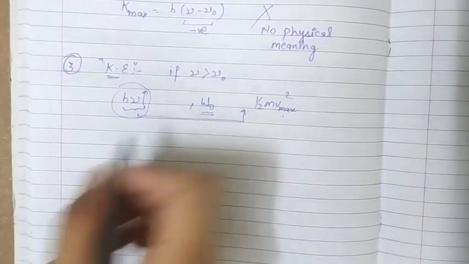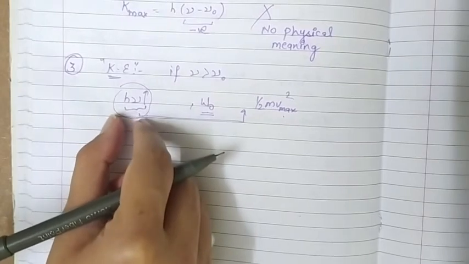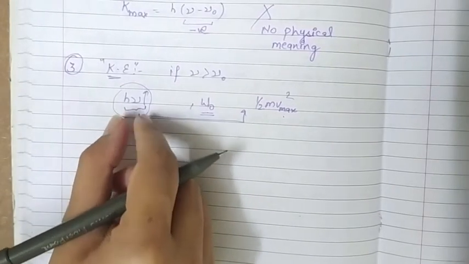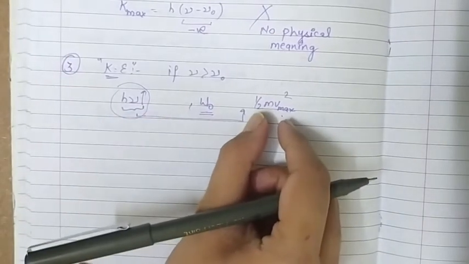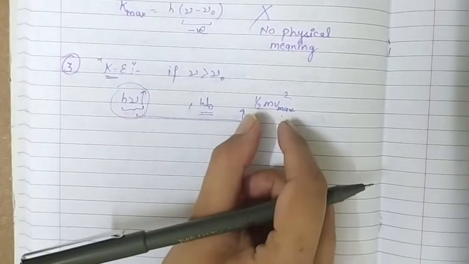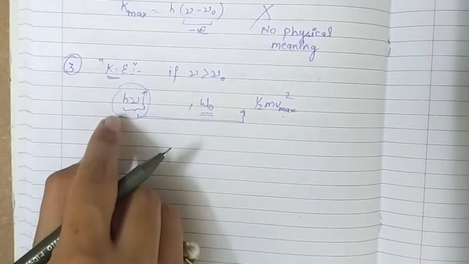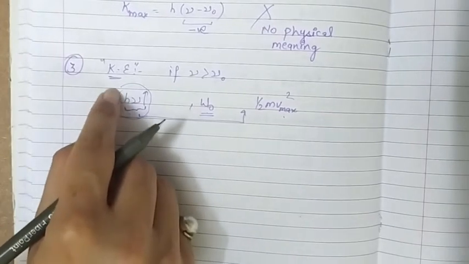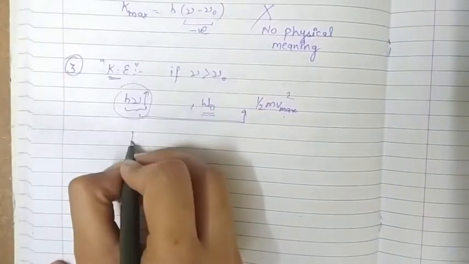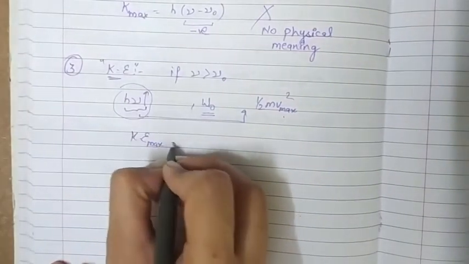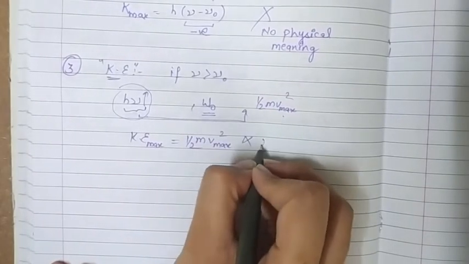Now the value of w naught is fixed. If we increase the energy of incident radiation by increasing the frequency, the value of that increase in energy will ultimately go to the kinetic energy, or the maximum kinetic energy. That means if the incident photon has high energy, we will get a higher maximum kinetic energy value. That means maximum kinetic energy, which is equal to half m v max square, is proportional to nu.